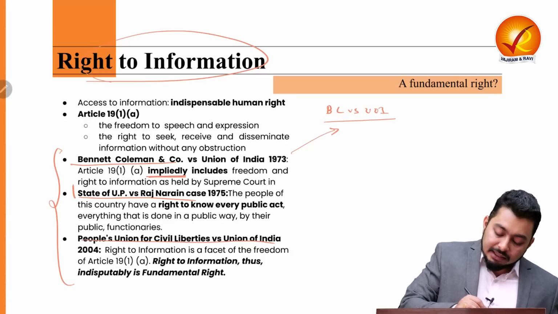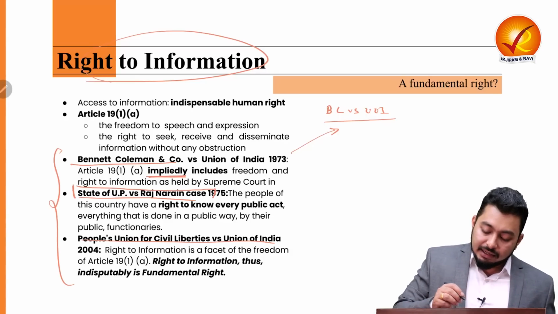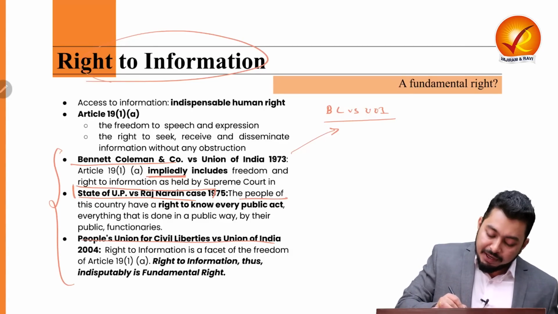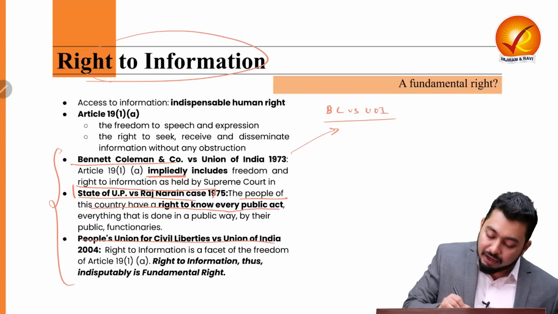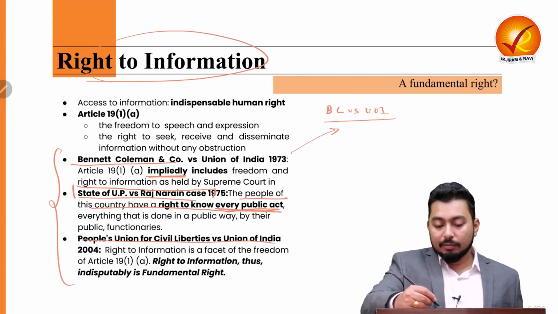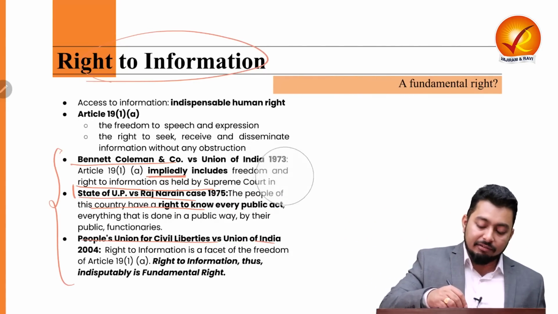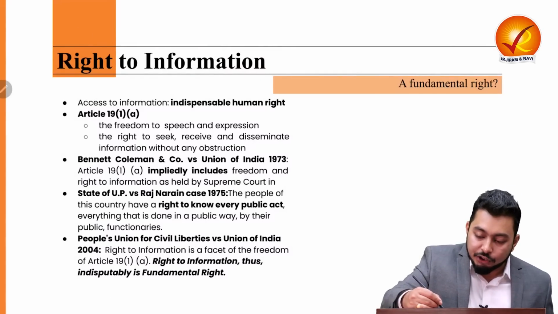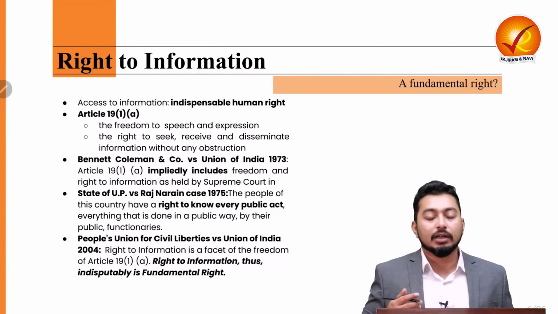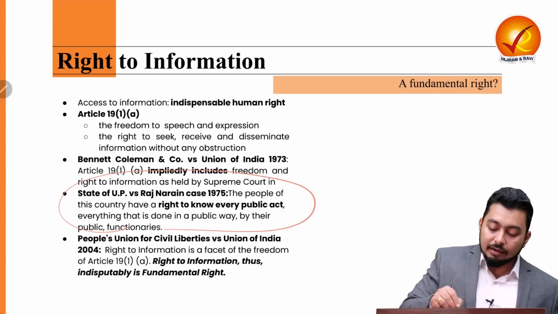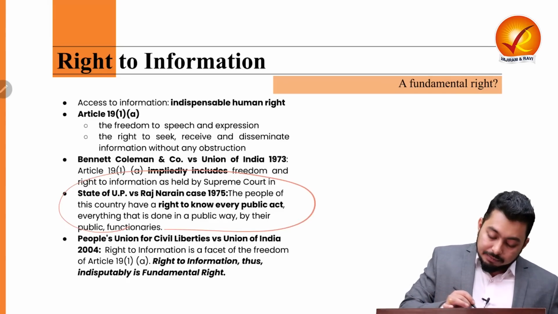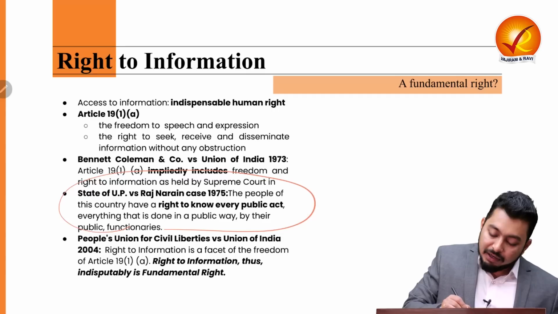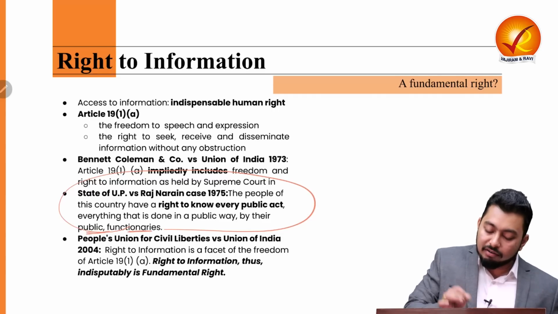Then, in State of UP versus Raj Narain, it held that the people of the country have a right to know every public act. Why? Because public acts, public activities, are for the benefit of the people. And let the people adjudicate, let the people appreciate what public acts are being done. Then, everything that is done in a public way by either public functionaries.